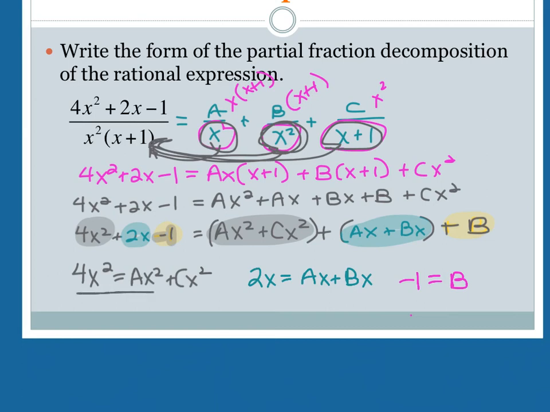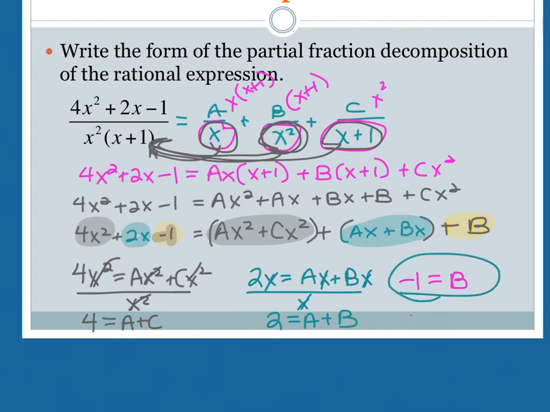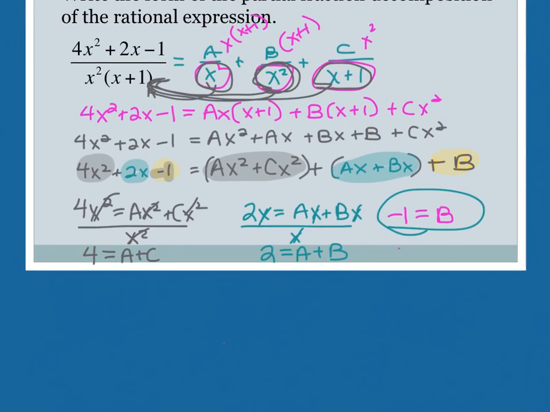From the first one, I can divide everything by x squared, and it's going to eliminate all my x squareds. From the second one, I can divide everything by x. It's going to eliminate all my x's. The last one is already solved for b. So this is why this is in this section, because what we just created is a system.